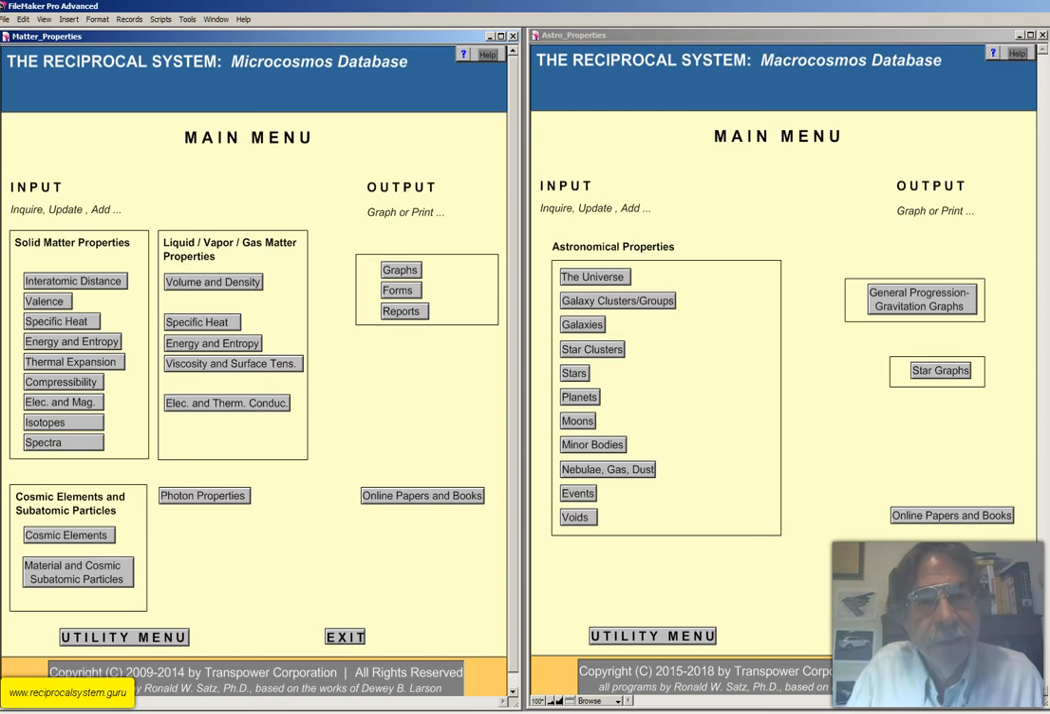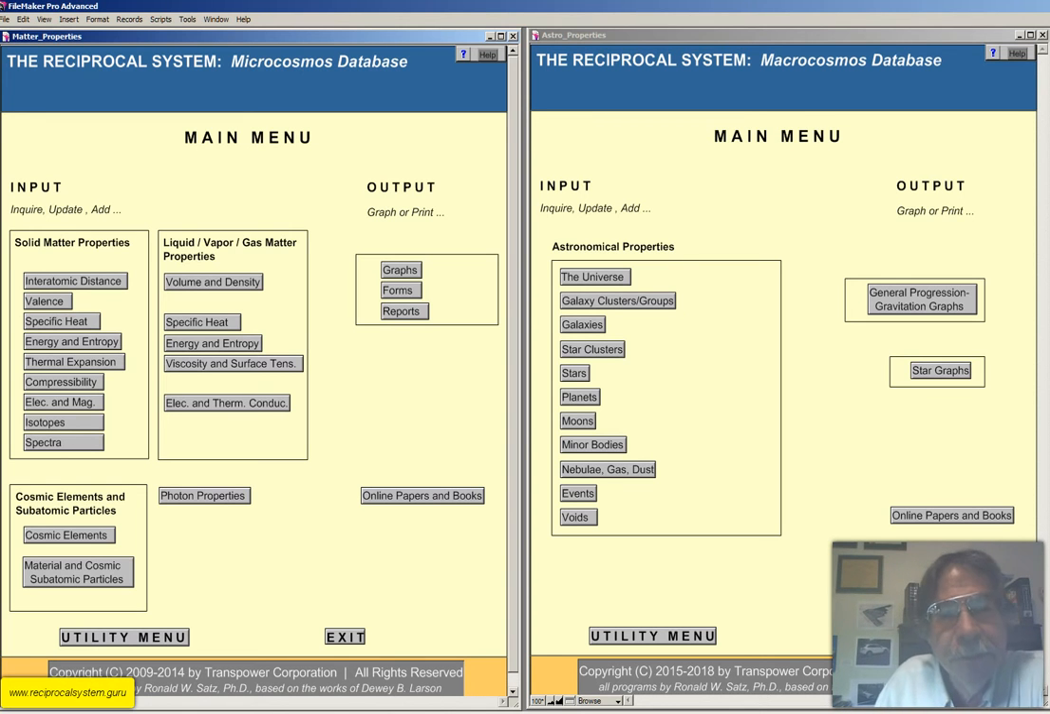Today's screencast, as with most of my screencasts, will be about the reciprocal system, specifically the Reciprocal System Microcosmos database. You can see on the left panel the main menu for the Microcosmos database, and on the right panel you can see the main menu for the Macrocosmos database. I've already covered all the layouts in the Macrocosmos database, and many of the layouts for the Microcosmos database. Today we're going to turn our attention to material and cosmic subatomic particles.